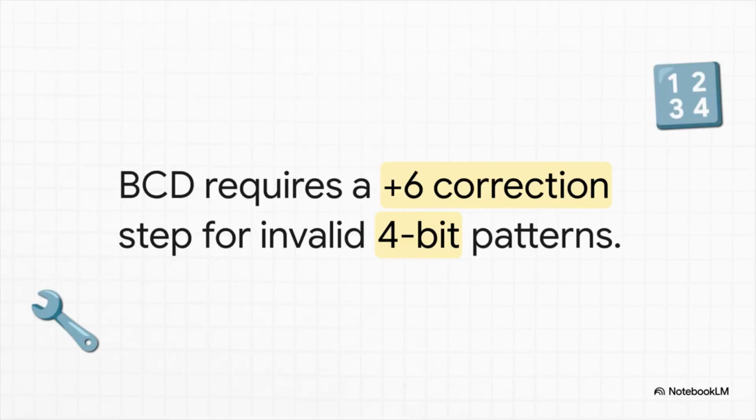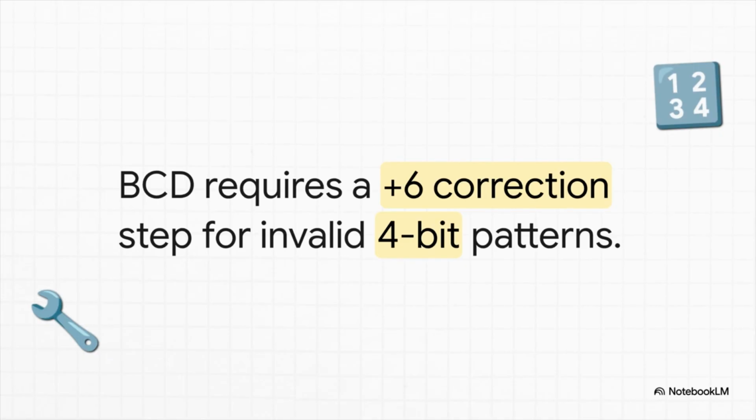And engineers have other clever tricks too, like BCD, which stands for binary coded decimal. Instead of converting a whole massive decimal number into one giant binary string, BCD just encodes each individual decimal digit into its own neat little 4-bit group. But there's a catch here. 4 bits can technically hold 16 different values, but decimal digits only go from 0 to 9, right? That leaves 6 totally invalid patterns.